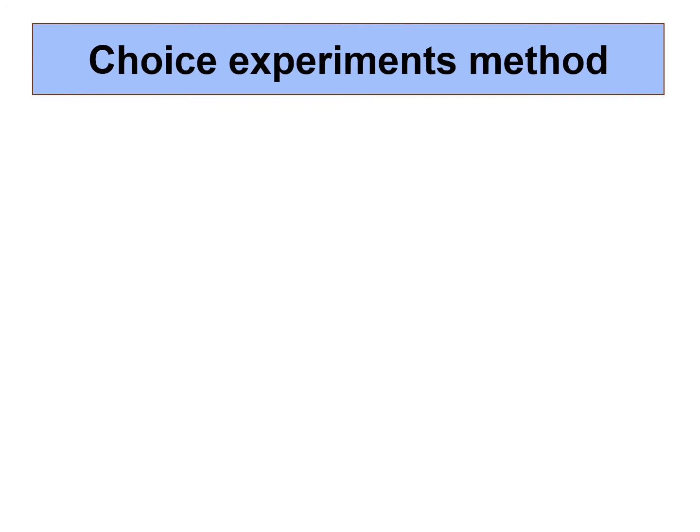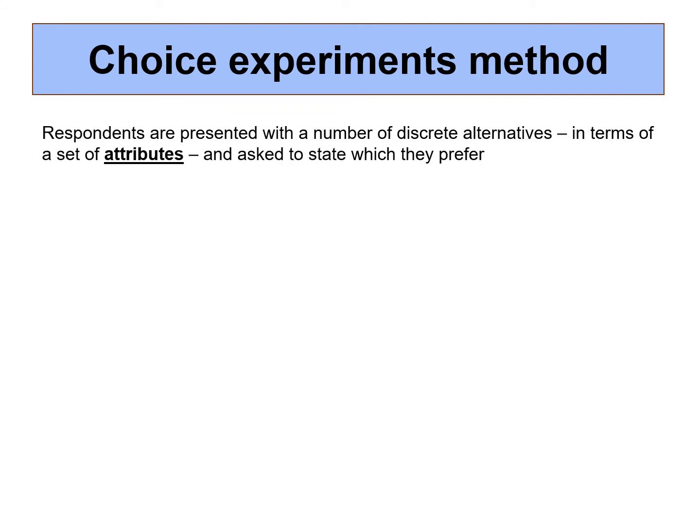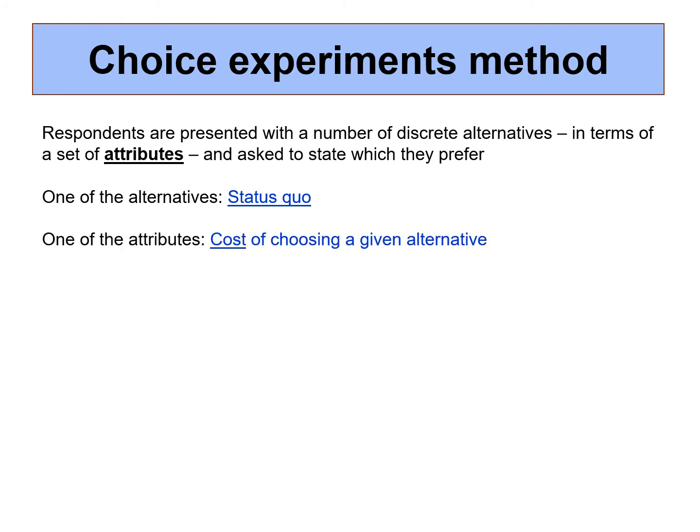The second valuation method is choice experiment. Here, respondents are presented with a number of discrete alternatives in terms of a set of attributes, and then they are asked to state which sets of attributes they prefer. One of the alternatives is status quo or business as usual. It means that there are no changes being made to the current condition. And one of the attributes is the cost of choosing a given alternative.